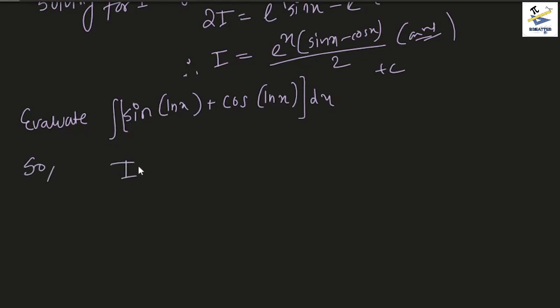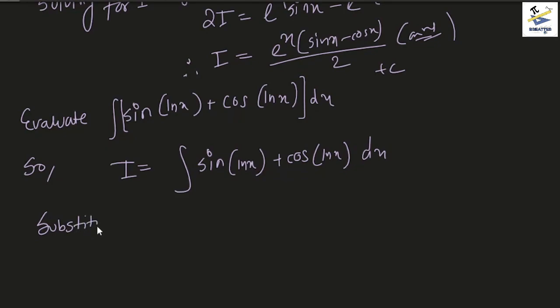So obviously I is equal to the integration of sine of log x plus cosine of log x dx, and substitute y equals log x, which will give us dy equals 1 by x dx, right?